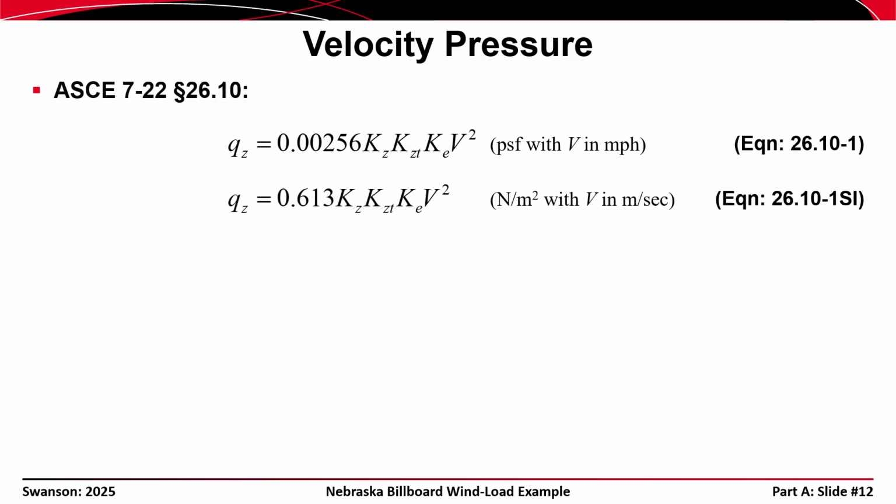If you prefer to work in SI units, then a constant of 0.613 should be used instead, and the wind speed should be entered in units of meters per second, and the resulting velocity pressure is in units of newtons per meter squared. In any case, the velocity pressure Q is a function of the square of the wind speed V. Thus, when the wind speed is doubled, the pressure is increased by a factor of 4. That is an important consideration to keep in mind when designing for wind.